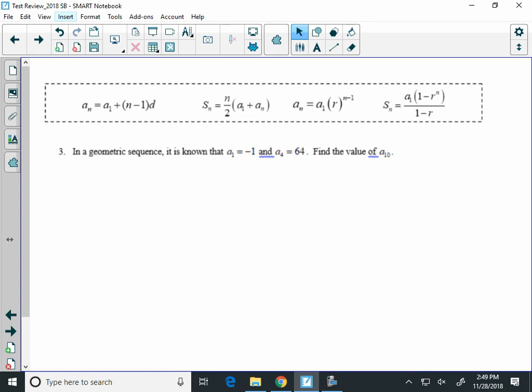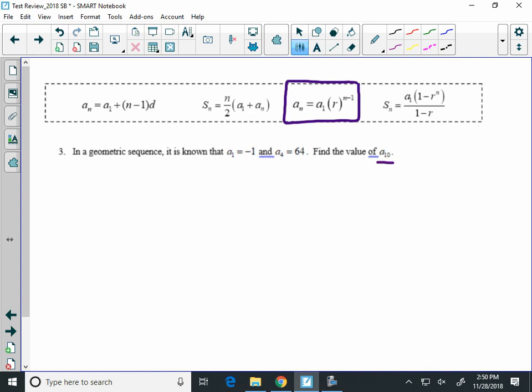All right, so I'm going to start with number 3. Number 3 says in a geometric sequence, we know that the first term is -1 and the fourth term is 64. We need to find the 10th term of the sequence. So the first thing we need to do is make sure that you know which formula here works for geometric sequences.